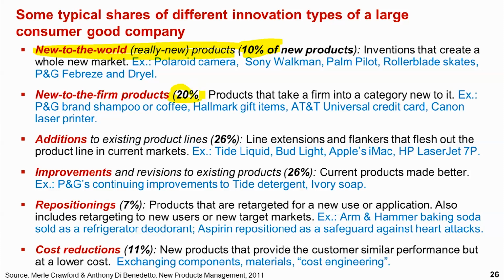Often more you have new to the firm products that are already existing in the market, but that bring the firm into a new category for it. Very often, and this is somehow the bread and butter of managing innovation, are additions to existing product lines or just improvements and revisions of existing products. Definitely more than 50% of all innovative activities in a company.